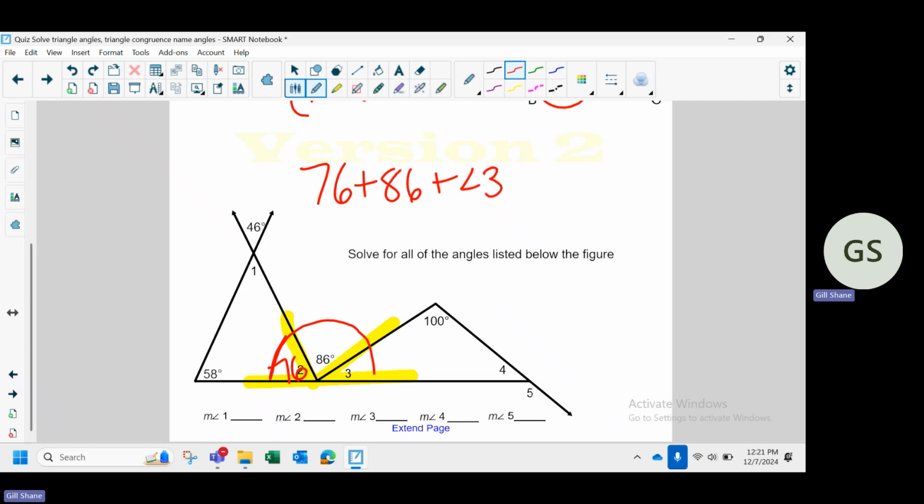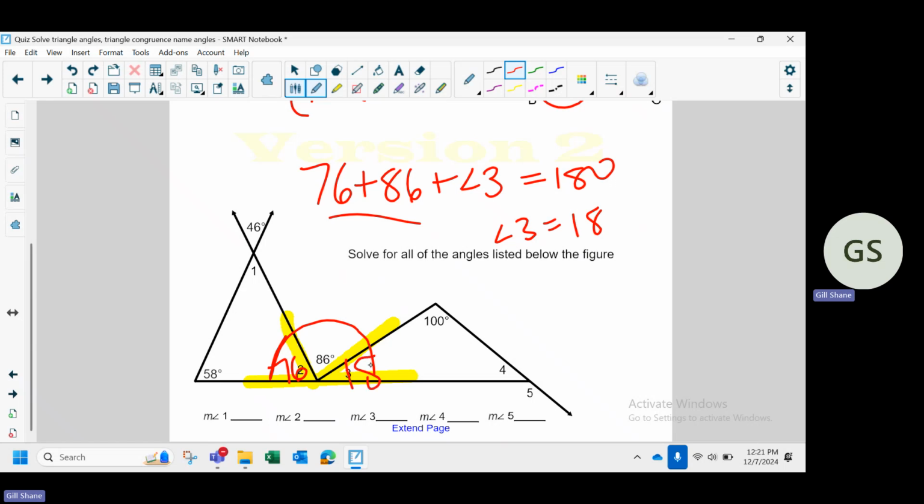And you should be showing this math. A lot of people didn't show any math, so there was no partial credit if you missed it. Again, add those two. That gives me 162. So if I subtract that, angle 3 is 18. 180 subtract 162, so angle 3 would be 18.